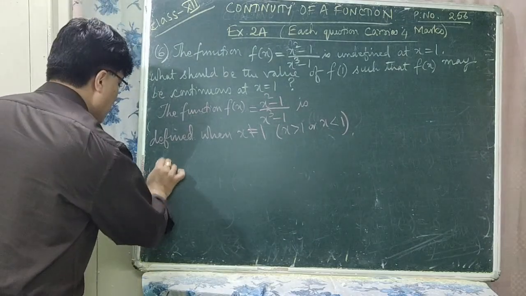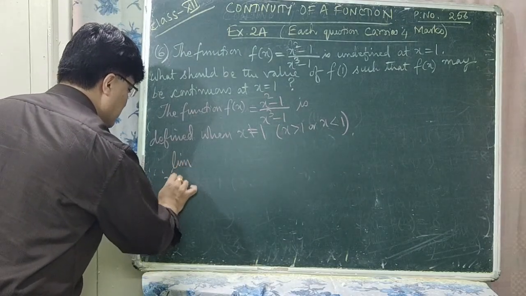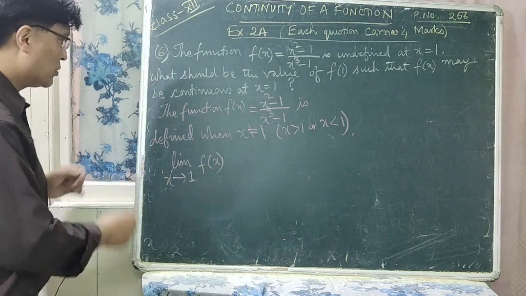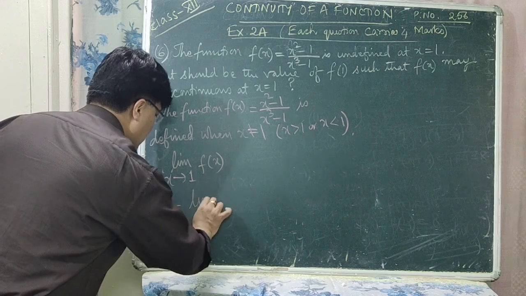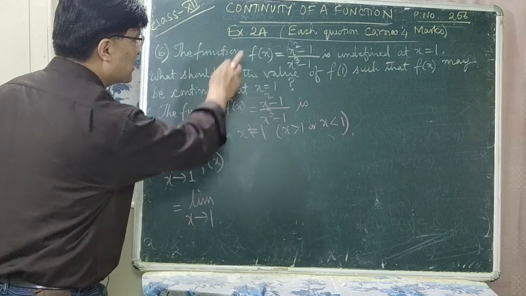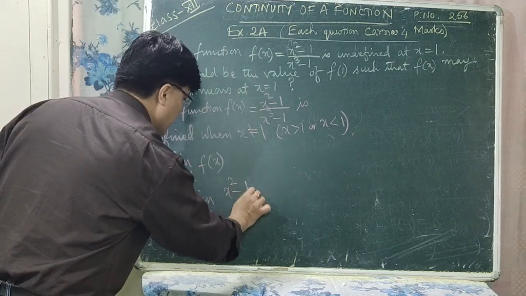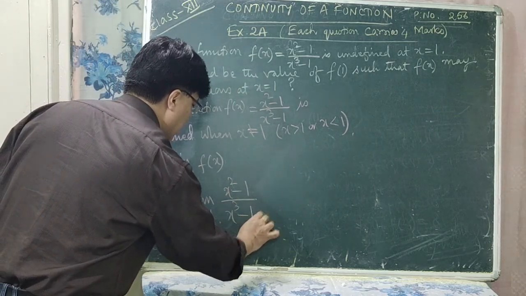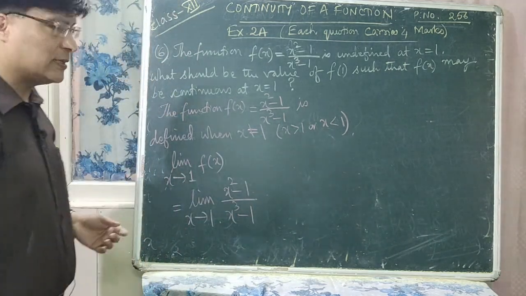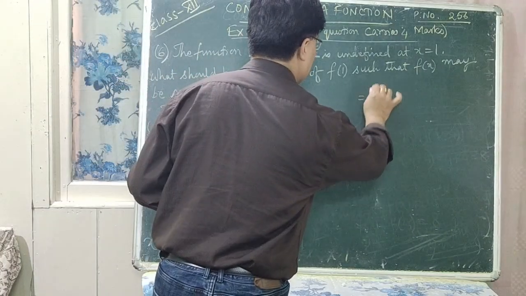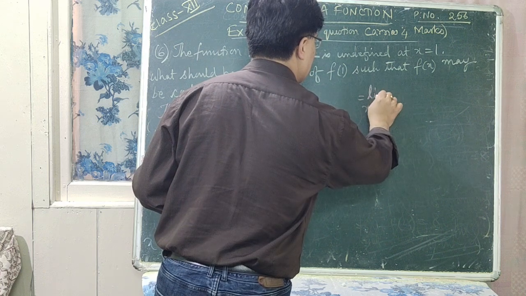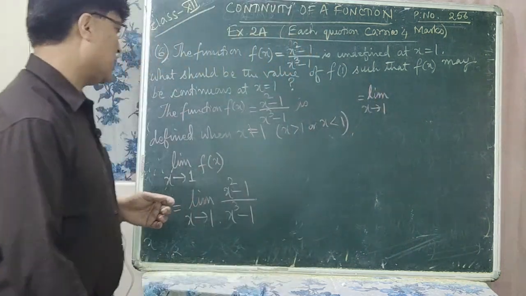So in this case also, no need of getting the separate right hand limit and left hand limit, just find out limit x tends to 1. Let us find out limit x tends to 1 of f of x. What is the value for f of x in this case? It is x square minus 1 divided by x cube minus 1. Is that clear? So we can factorize it. So let us factorize it. Limit x tends to 1.